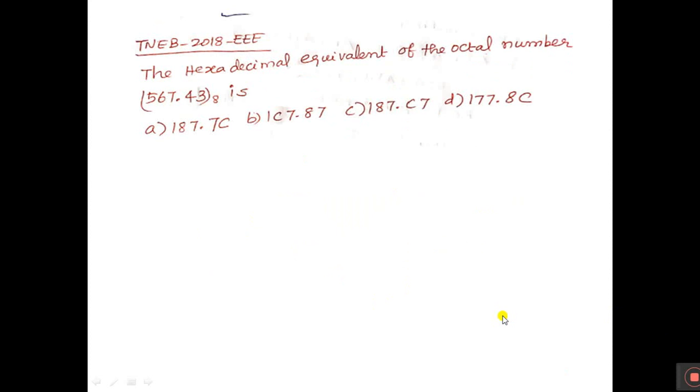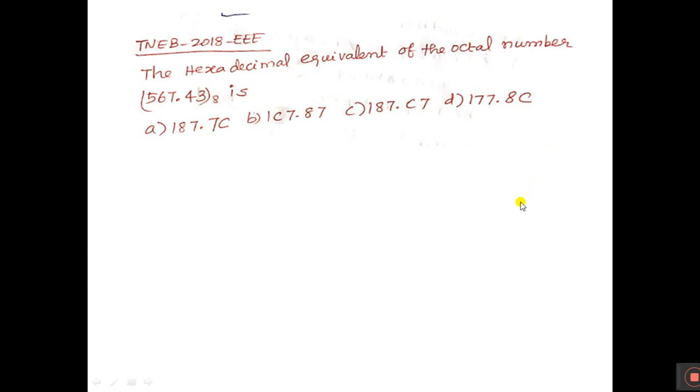And the next question, same question paper, TNEB 2018 EEE. The question is, the hexadecimal equivalent of the octal number 567.43 base 8. The options given: option A 187.7C, option B 167.87, option C 187.6C7, option D 177.8C. We can solve this problem in two ways.